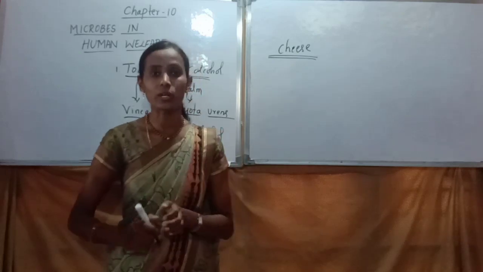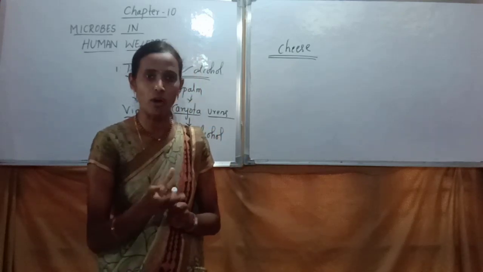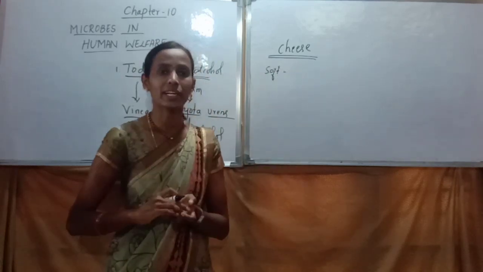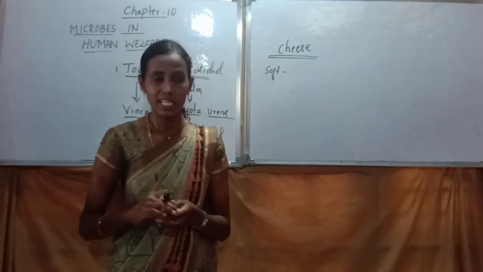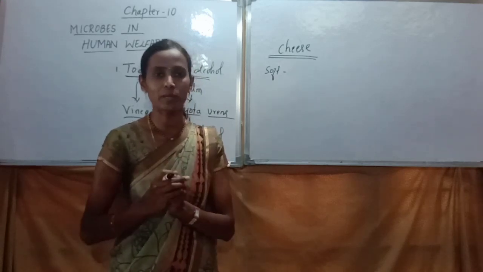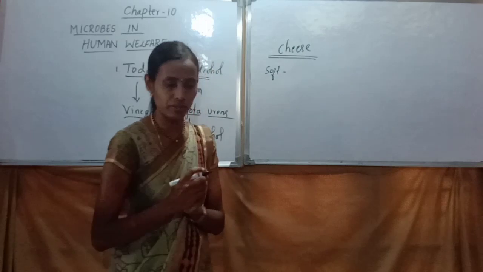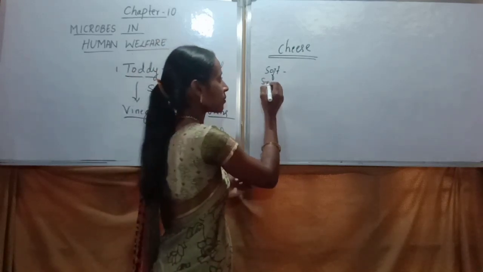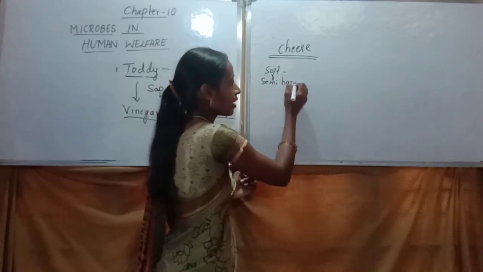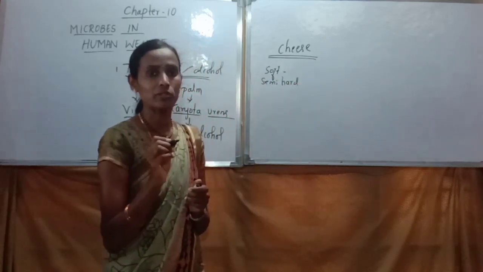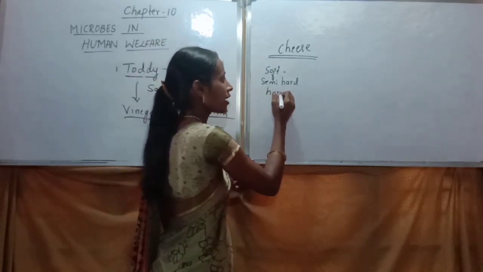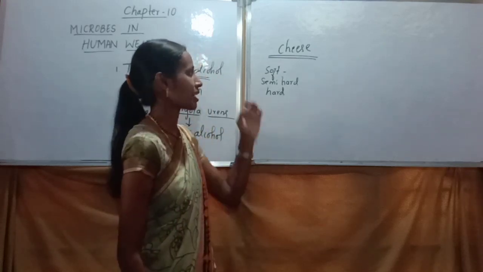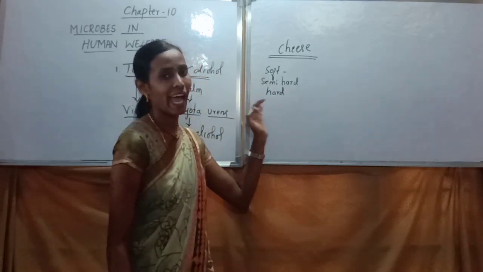Depending upon the water content, the cheese may be called a soft cheese. If the cheese contains 50 to 80% water content, it is called soft cheese. If the cheese contains about 45% water content, it is called semi-hard cheese. If it contains less than 40% water content, it is called hard cheese. So, depending upon the water content, cheese may be called soft cheese, semi-hard cheese and hard cheese.